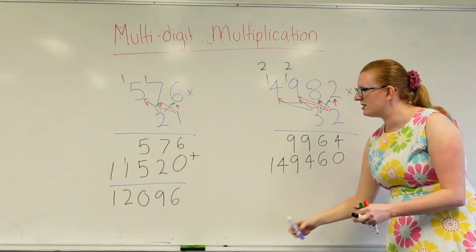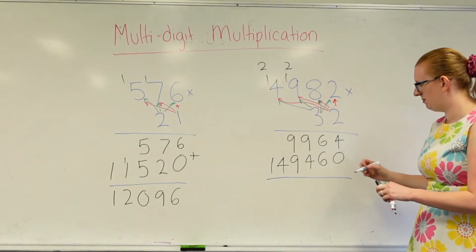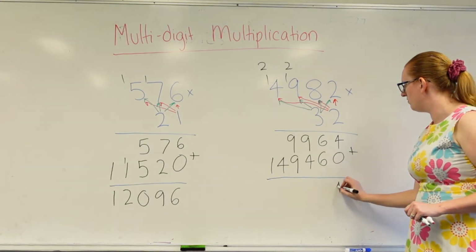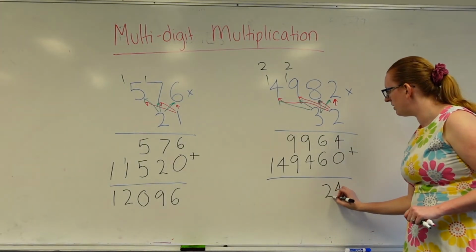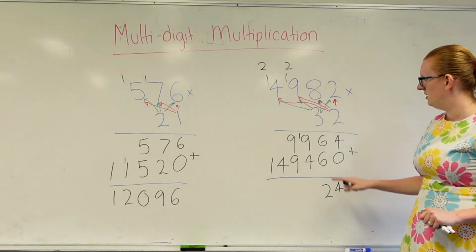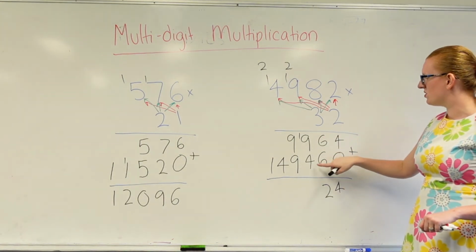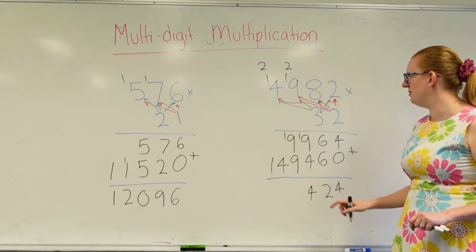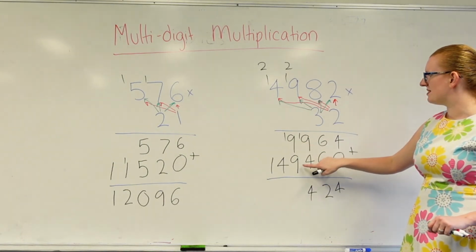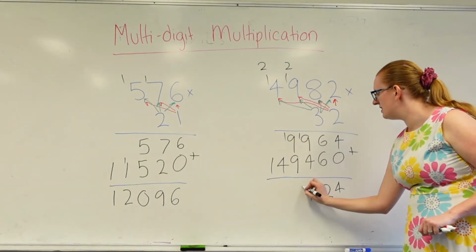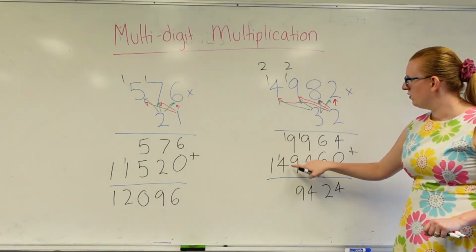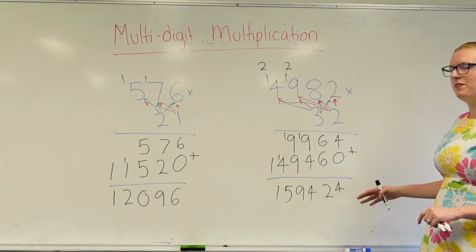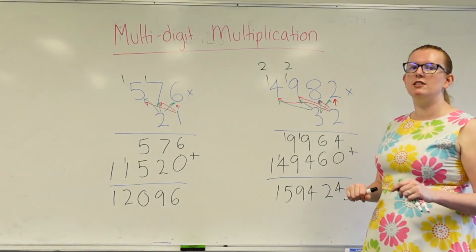Alright, cool. And again, just like with before, now I need to add these two numbers together. So 4 plus 0 gives me 4. 6 plus 6 gives me 12. I put down the 2 and I carry the 1. Now I'm going to be going 9 plus 4 gives me 13, and I'm adding 1, so it becomes 14. I'm carrying that 1. So 9 plus 9 plus 1, that'll give me 19. Carrying the 1. 4 plus 1 gives me 5. And then 1 on its own. Great. And there we go. That's how we do multi-digit multiplication.